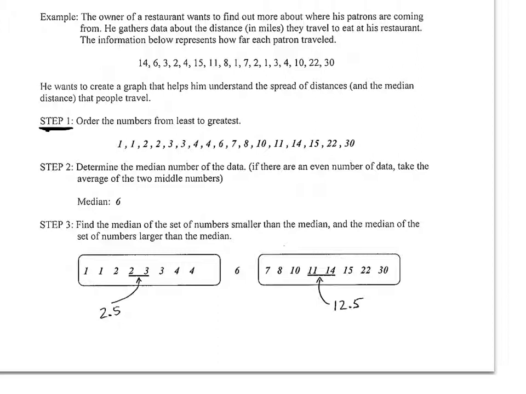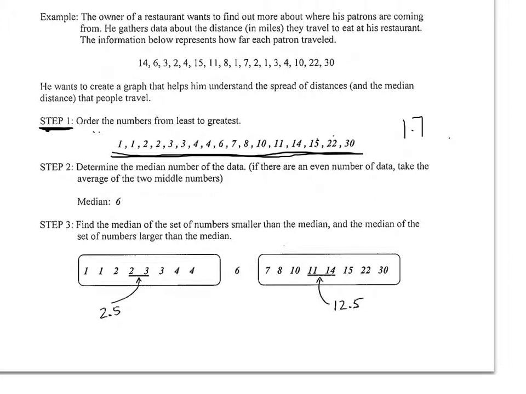So here's our order. Here's the order from least to greatest. We determine the median number of the data. So we have 1, 2, 3, 4, 5, 6, 7, 8, 9, 10, 11, 14, 15, 16, 17.